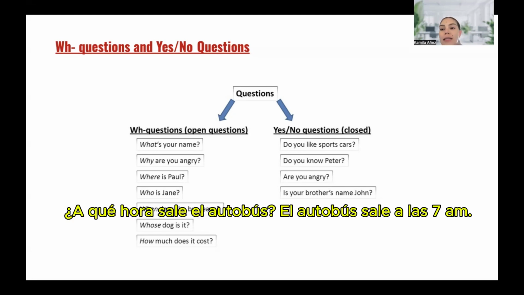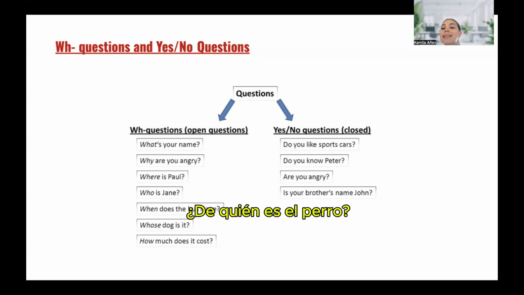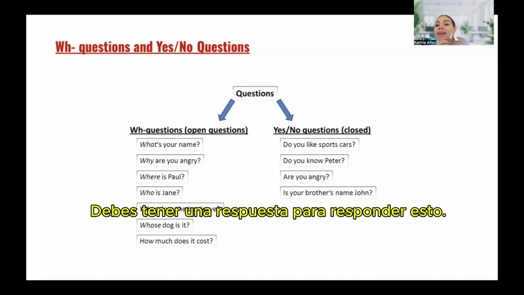When does the bus leave? The bus leaves at 7 a.m. Whose dog is it? The dog is Maria's. How much does it cost? It costs $25. Okay, so these are open questions. You have to have an answer to respond to these.